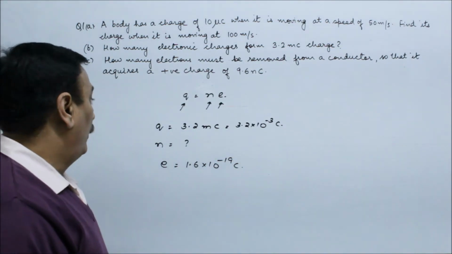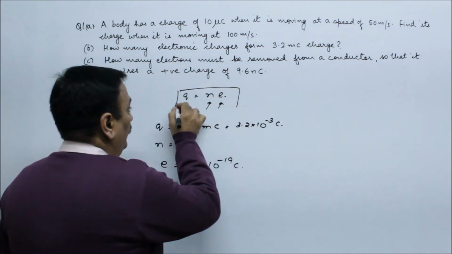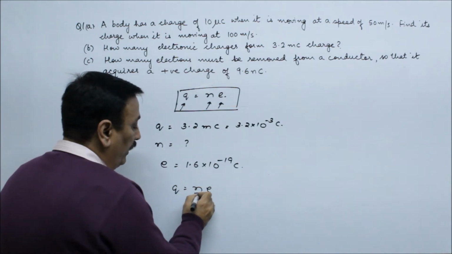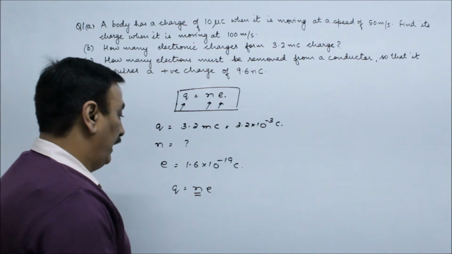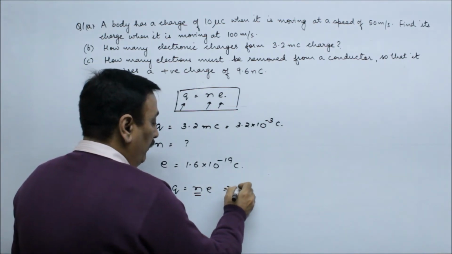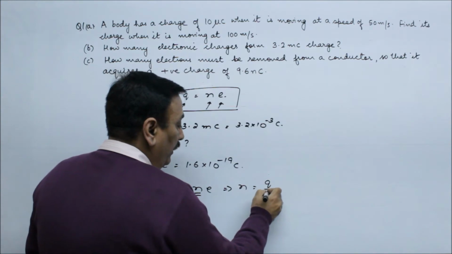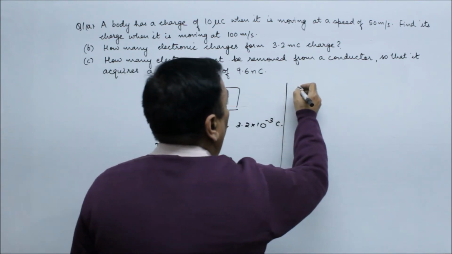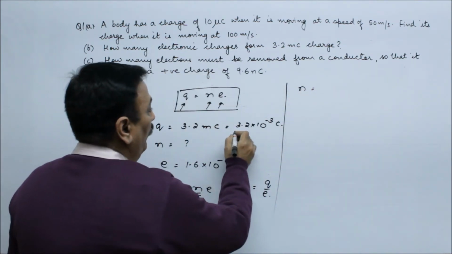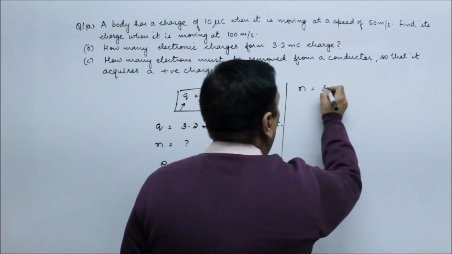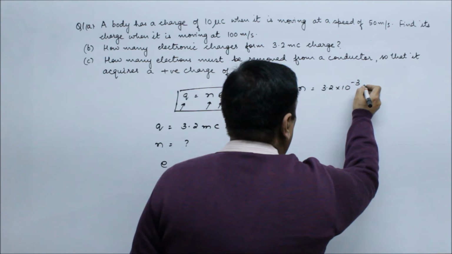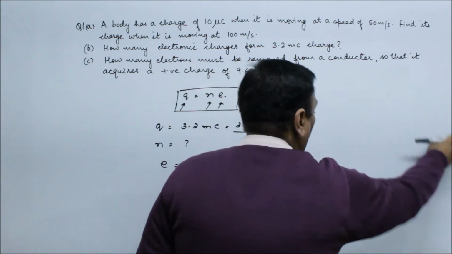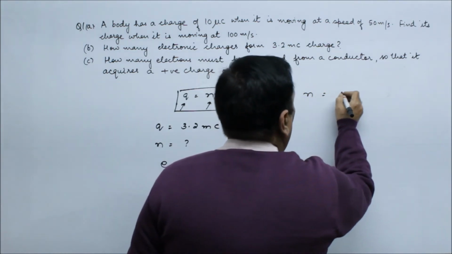Is that okay? So using this formula, Q is equal to NE, we can write Q is equal to NE. What we need to find out, that we should keep on one side and the other things we can take onto the other side. So we can write what is N equal to? It is Q divided by E. Is that okay? So here we can write N is equal to, what is the value of Q over here? It is 3.2 into 10 raised to the power minus 3. So N is equal to Q upon E.